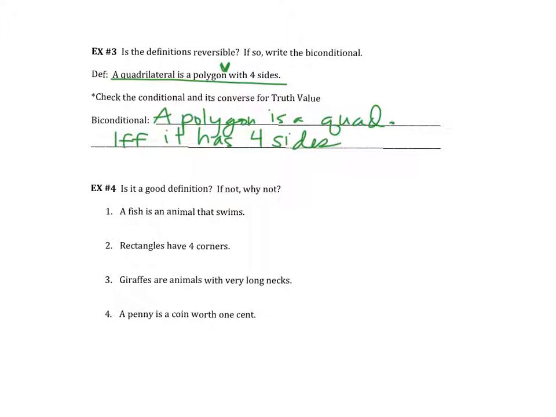All right, so 4 definitions. Tell me if they're good or not. If they're not, tell me why not. Okay? Number 1, a fish is an animal that swims. Good definition? Can you reverse it? If an animal is a fish, then it swims. If an animal swims, then it is a fish. Nope. I had a dog that swam. I don't have him anymore, but I did. So this would be no. It's not reversible, right? We'll just say that.